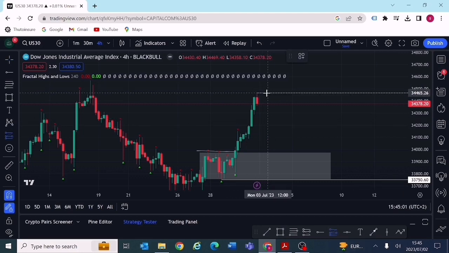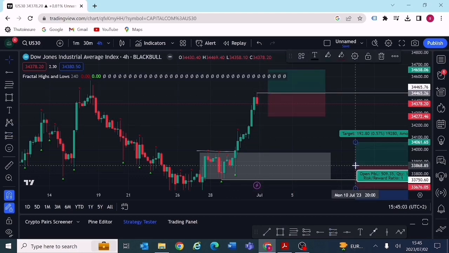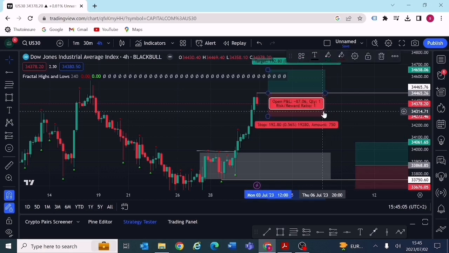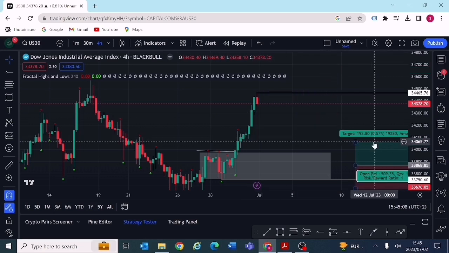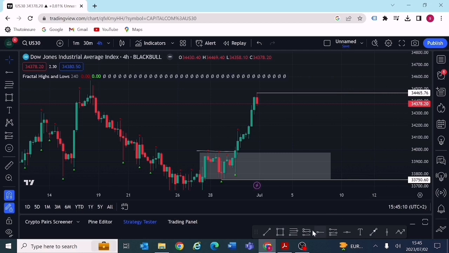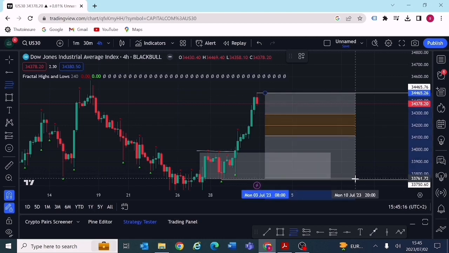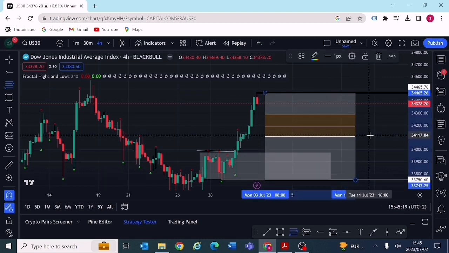So how do I know 50%? I use a Fibonacci. Sorry, wrong tool. How do I know which is 50%? I would use a Fibonacci retracement. This zone here is 50%. Anything above here is called premium pricing, and anything below here is discount pricing. So I want to buy in the discount, and I want to buy at a demand zone.